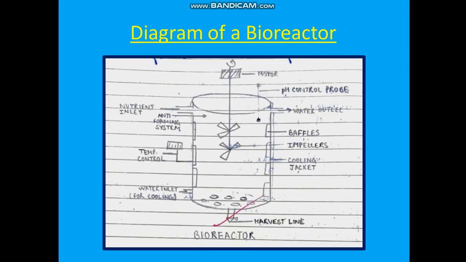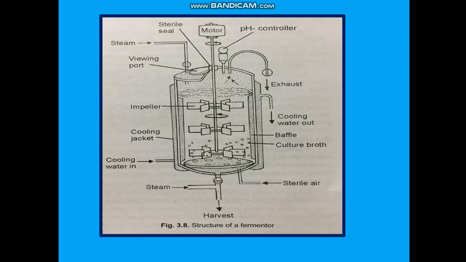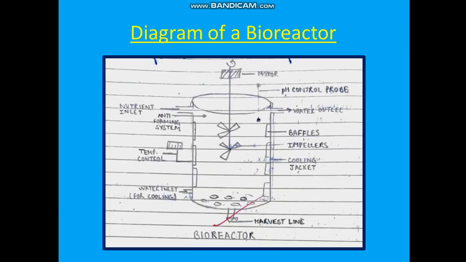Coming to the diagram of the bioreactor. See here, this is the diagram which is drawn in your notes. You will have to draw this diagram in your notes copy. I have another diagram, which is there in your book. If you are comfortable with this diagram, you can draw this one, or otherwise you can draw this one, which has all the things which are required. All the parts are there, and then we will go one by one. First, we will start with the body of the fermenter or the bioreactor. Bioreactor and fermenter are both the same thing. Don't get confused with the names.